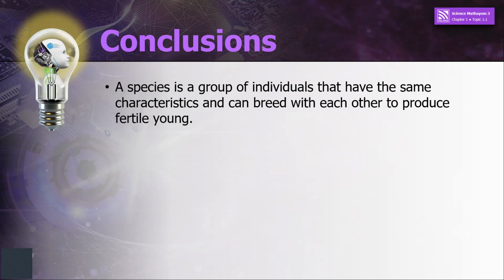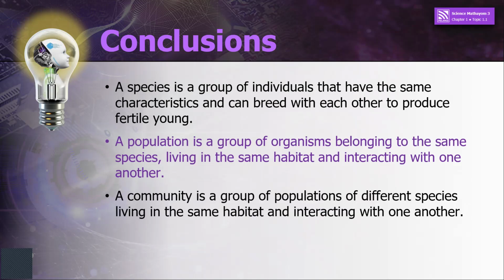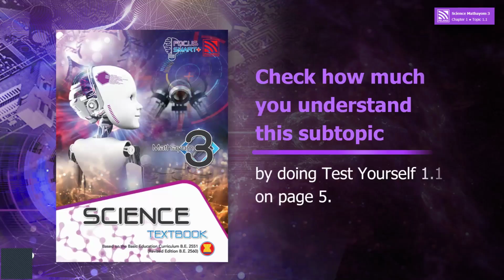A species is a group of individuals that have the same characteristics and can breed with each other to produce fertile young. A population is a group of organisms belonging to the same species, living in the same habitat, and interacting with one another. A community is a group of populations of different species living in the same habitat and interacting with one another. A habitat is where an organism lives and breathes.